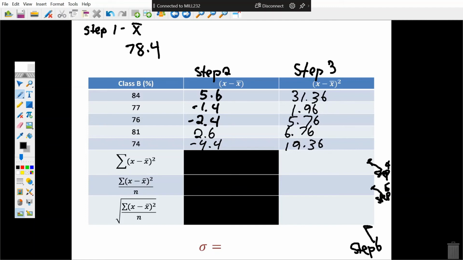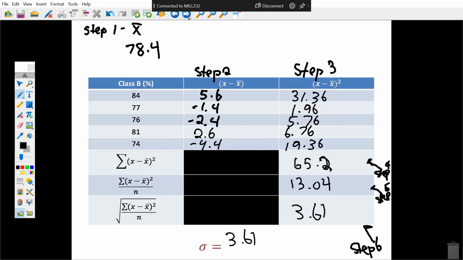Is 65.2. In step 5, we divide that number by n, which is 5. 13.04. And then in step 6, we take the square root of that number. 3.61. Okay. Did we get 3.61 as our standard deviation? Hopefully. Okay.